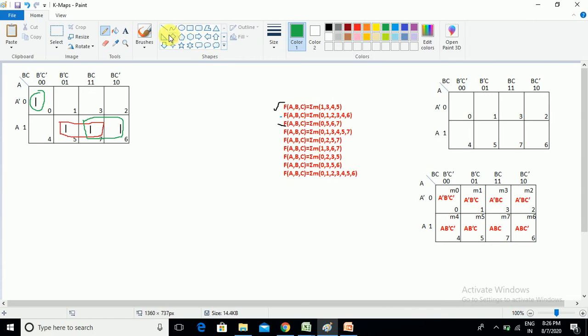Now the answer for this question, we need to write the answer for this group, and the answer for this group, and the answer for this group. Okay, now for the first group, the individual cell, what will be the cell value?